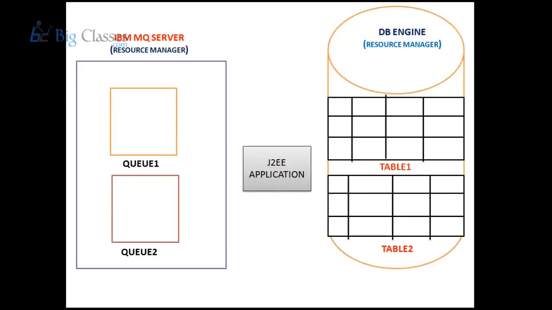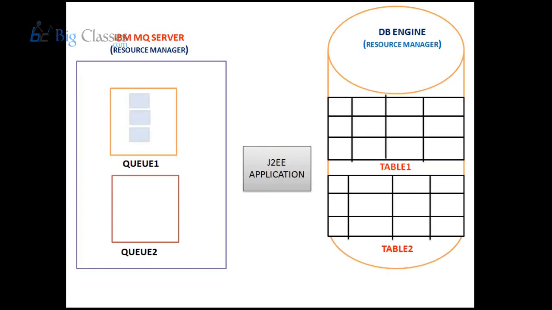You know databases very well, right? In a DB engine we create tables to hold data as records permanently. Whereas in an MQ server we define queues to hold data as messages temporarily. I hope you are clear about it.